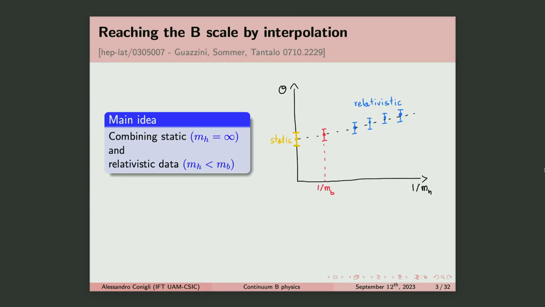So the main idea of our project is something that was proposed some time ago already, and it basically consists in combining a set of static data, a set in the infinite mass limit, and a set of relativistic data with masses lighter than the B quark scale, and then interpolating between the two sets of data, as I'm showing here in this sketch.